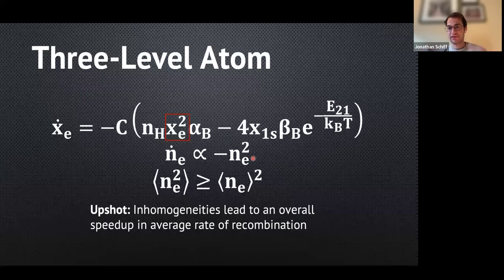Because of this nonlinear dependence, if I then take a spatial average, by virtue of Jensen's inequality, I end up with an overall speed up. So the name of the game here is if we want to introduce something that's going to speed up recombination, I need to introduce yet unaccounted for inhomogeneities in the baryon density field, beyond the standard ones that we have in the context of Lambda-CDM and adiabatic primordial fluctuations, that could lead to a speed up in the background recombination rate.